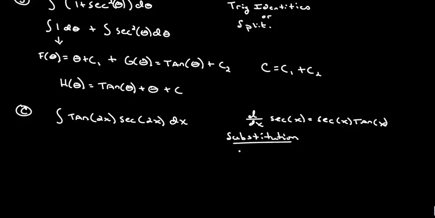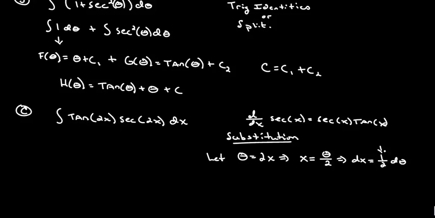So let's call this some other variable, like theta. So we'll say let theta be a function of x and let theta be equal to 2x. Well, this implies that x is equal to theta over 2 if we want it that way, and that implies that dx is equal to 1/2 d theta.